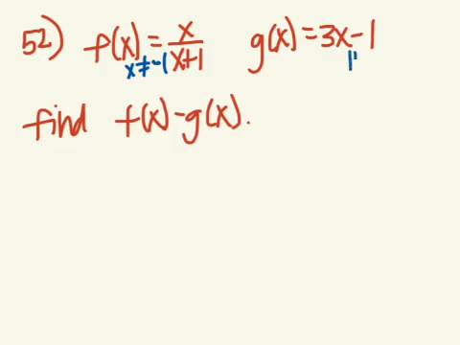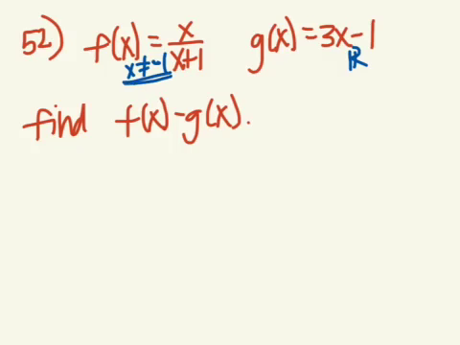And for g of x, no exclusions here because there's no denominator, no radical, nothing that's going to cause that function to be undefined or non-real. And so at the end, no matter what happens with our domain, we're going to have to say that x is not allowed to be negative 1.